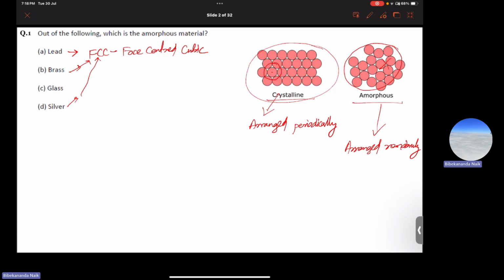That is a crystalline structure. However, glass is an amorphous solid, and we know glass is a mixture of silica, lime, and soda ash, out of which silica is the main constituent. Glass is a non-crystalline, amorphous, transparent solid. So the correct option will be glass. Glass is amorphous in nature.